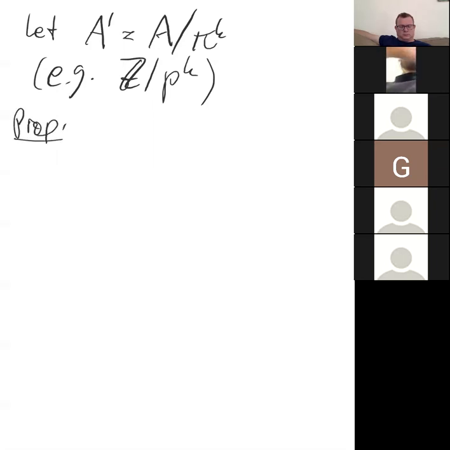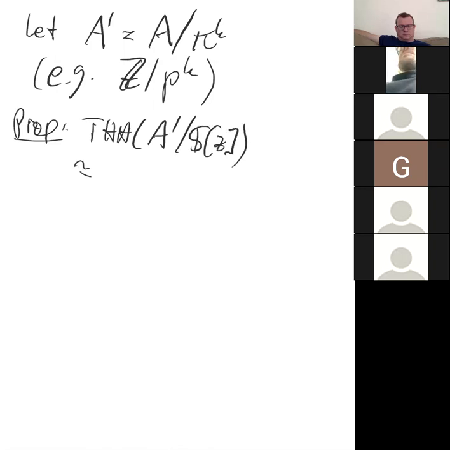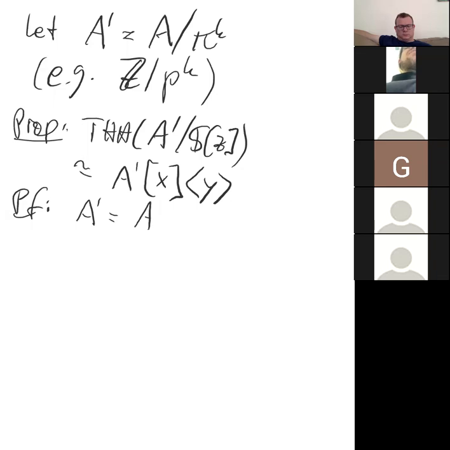So what we can show is that for such a guy, the relative S adjoint Z is actually pretty simple again. It's again concentrated in even degrees, and now it has one polynomial generator of degree 2 and one divided power generator. And you can show that by writing A prime as this kind of tensor product.